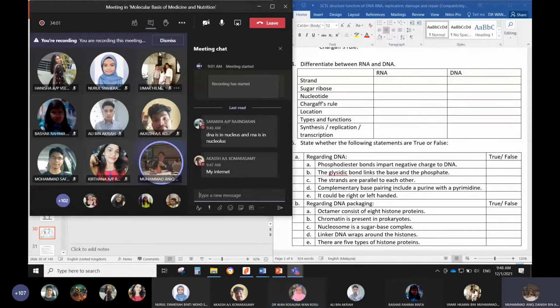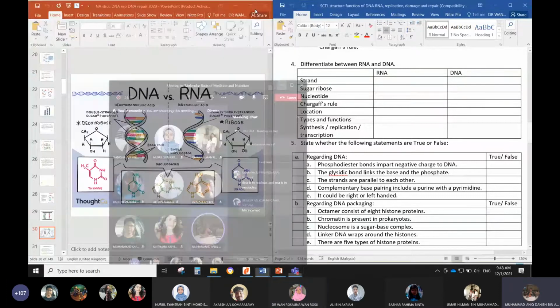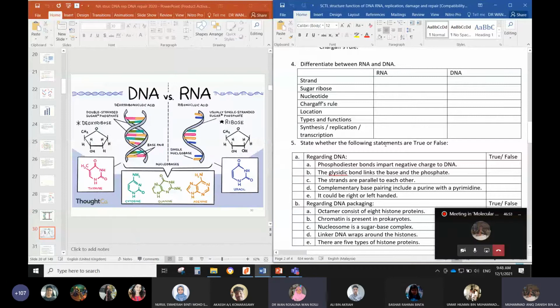Doctor, I'm not quite sure about the types, but I can answer the functions part. This is Anik. So for DNA, DNA replicates and stores genetic information. But for RNA, they are involved in the transfer and expression of genetic information. Thank you, Anik. You don't want to attempt the types? I know the types for RNA. There's mRNA, tRNA, and rRNA, but DNA, I'm not quite sure. DNA is just one DNA. Thank you very much.